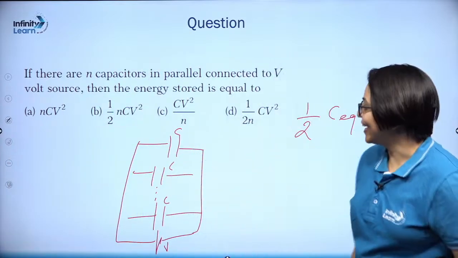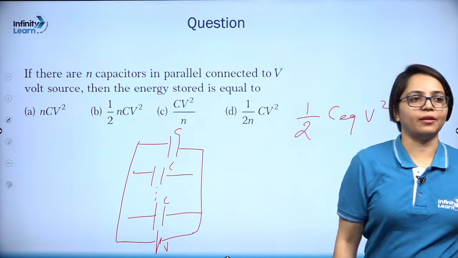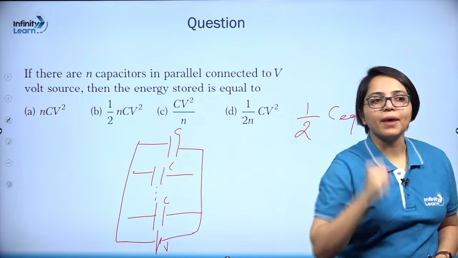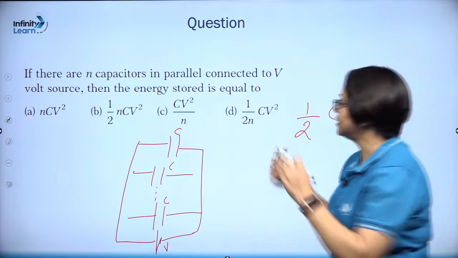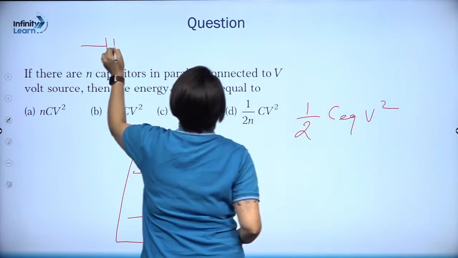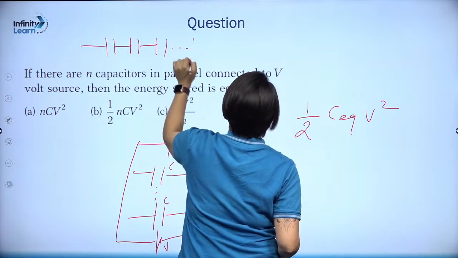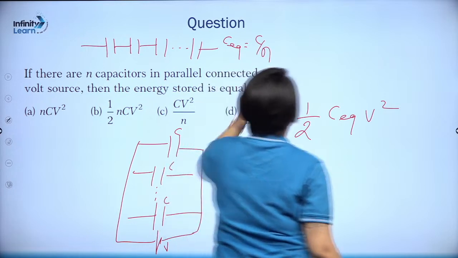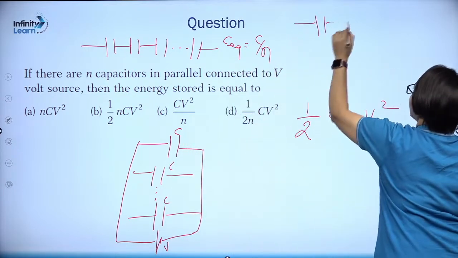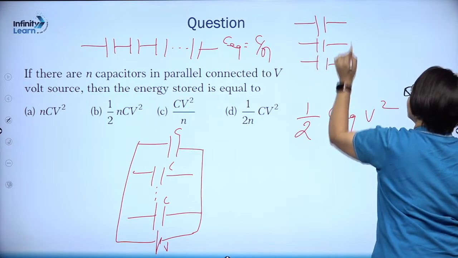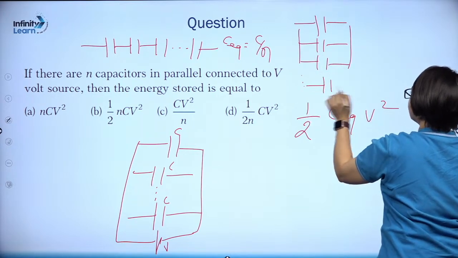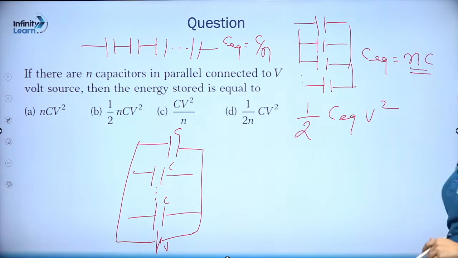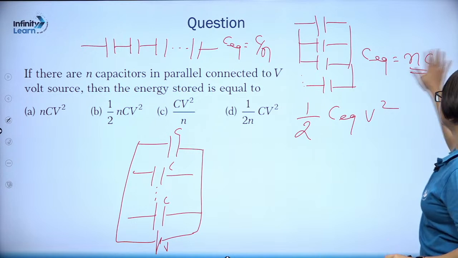What is C equivalent? Here I will give you one shortcut everyone. Are you ready for your shortcut? When there are n equal capacitors in series, then the equivalent value will be C upon n. But when there are n equal capacitors in parallel, then C equivalent becomes n into C. You don't have to do anything. Just apply this shortcut over here.